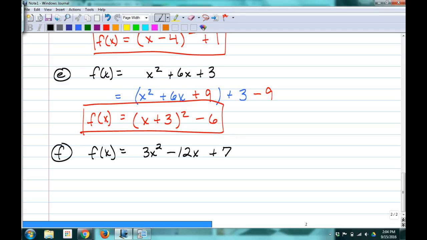Now, if there's a number in front, the first two examples we did had only a 1 in front of x squared, so that's pretty straightforward. When there's a number here, it's not quite as straightforward. So what we need to do is still make the space. It's still the same process as far as that goes.